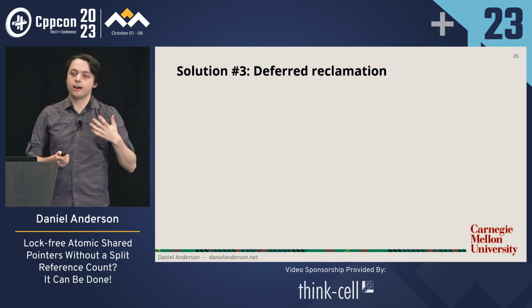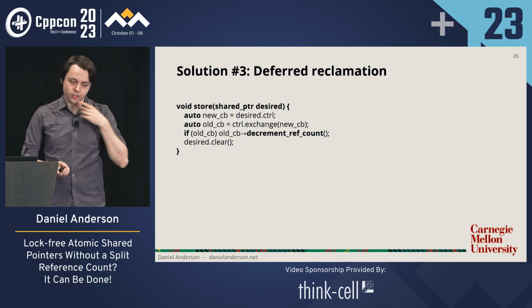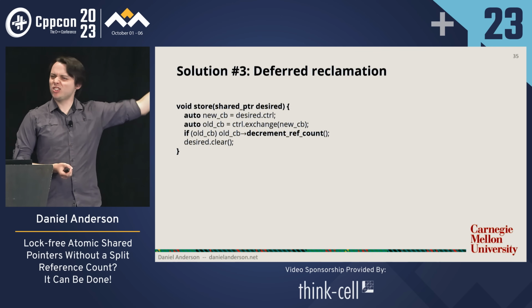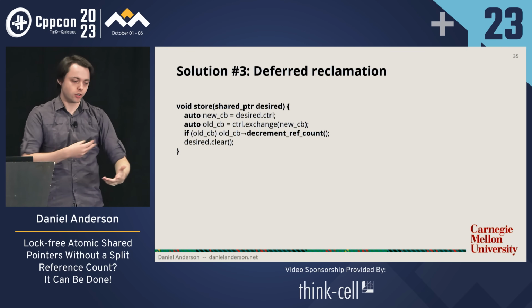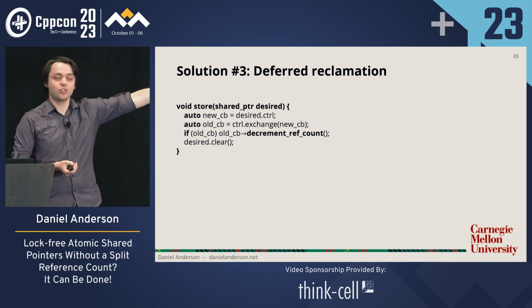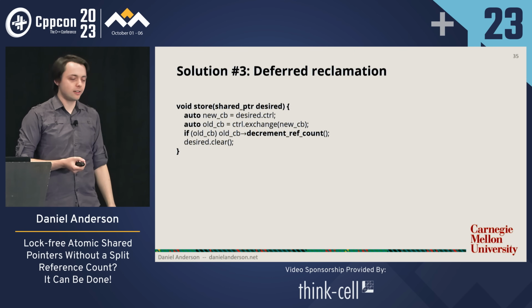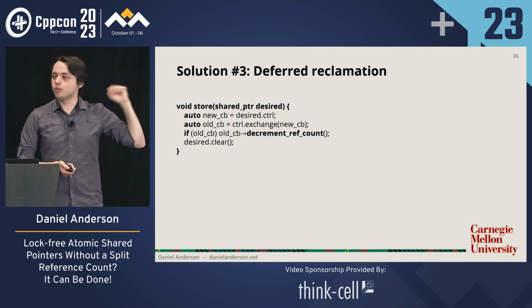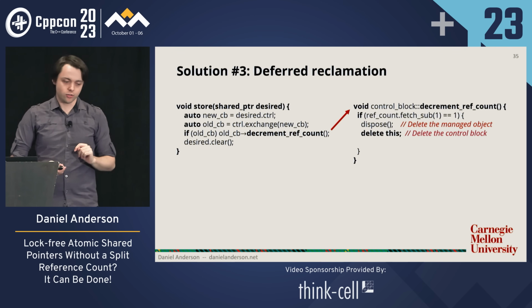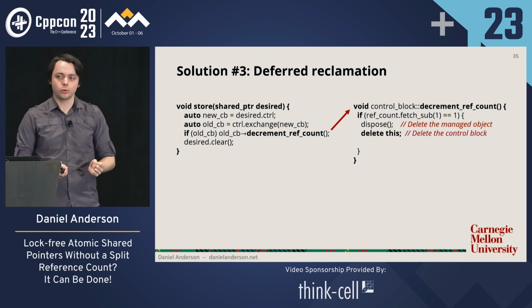So that's our load operation. What about store? So here's a store implementation. Doesn't that just look like the normal store? That's the original vanilla store. There's nothing different in there, right? We just exchanged the new control block, decrement the ref count. We didn't do anything. Yeah, that's actually just the original store implementation. So what actually changed? Well, turns out we don't have to change store at all. What we do have to do is change decrement ref count. So we've got to go under the hood a little bit into the shared pointer.